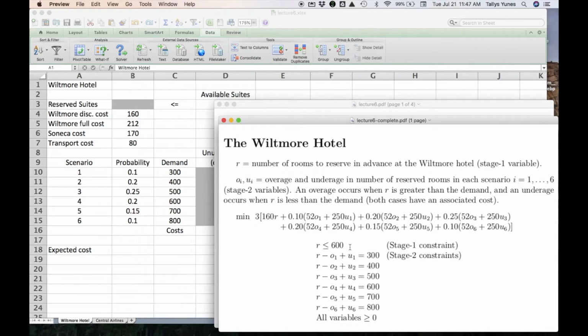Now, as we mentioned before, R is a stage 1 variable. There is also a stage 1 constraint, which is, well, the hotel tomorrow only has 600 suites, so the most I can do is book all of them. So R is at most 600.